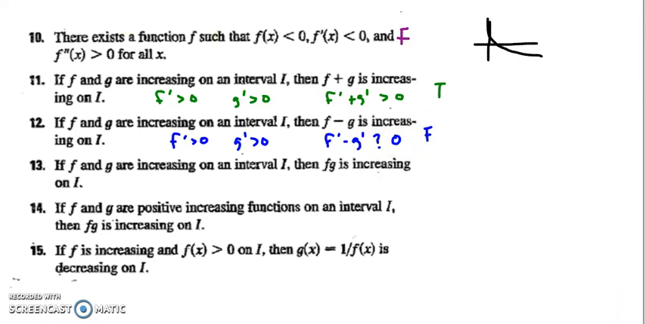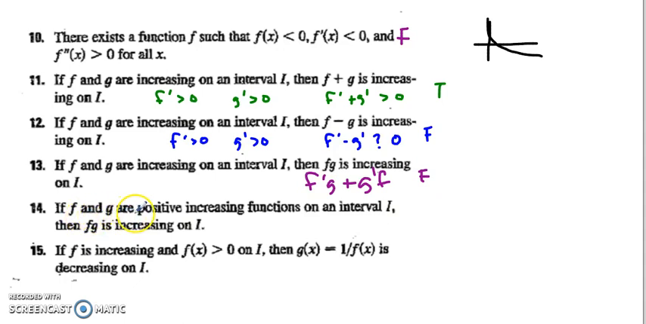For 13, it says if f and g are increasing on an interval, then f times g is increasing. Well, let's differentiate f times g with the product rule to get f prime g plus g prime f. And we know that f prime and g prime are greater than 0 because f and g are both increasing. But actually, we have no idea whether g is positive or negative and whether f is positive or negative. So we don't know if f times g is increasing.